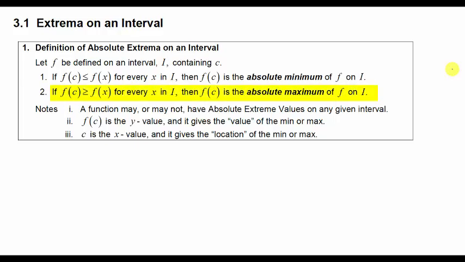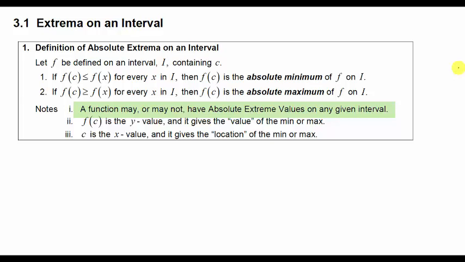Similarly, if there is a y value f of c such that it is greater than or equal to f of x for every x in that interval I, then that y value f of c is called the absolute maximum of f on that interval I. Note that a function may or may not have absolute extreme values on any given interval. You're going to actually see that example on the next page.